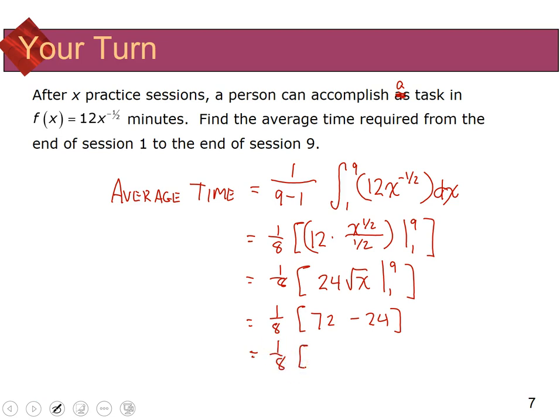This ends up being 18. 18? No, take that back. 48. And that gives me 6 minutes. So on average, the time required from the end of session 1 to the end of session 9 is 6 minutes.